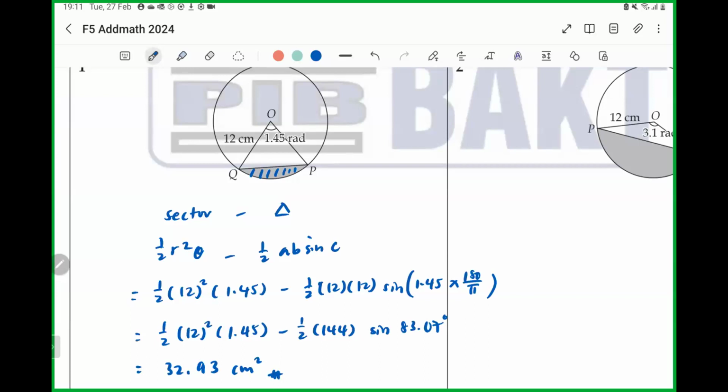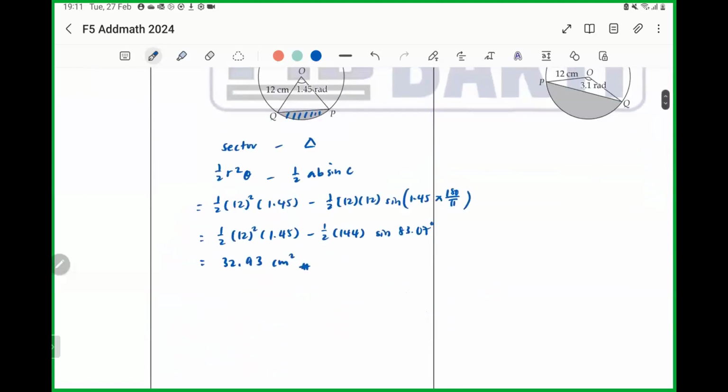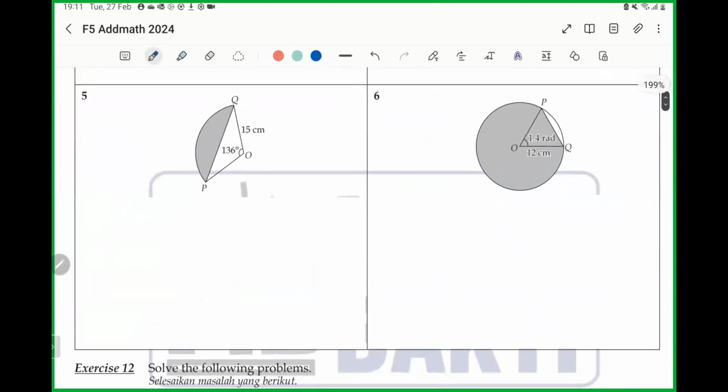Good. Okay, now we go to two questions. This one is done. You're not writing down? If you're writing down, then bye. This one, like 5 and 6, you try on your own. Okay. Formula: sector will be 1 over 2 r squared theta. Triangle will be 1 over 2 AB sine C. Okay. C will be here. A and B will be the sides. Question number 6 is a bit special, because you are actually not minusing, but you are plusing. You're doing the addition.